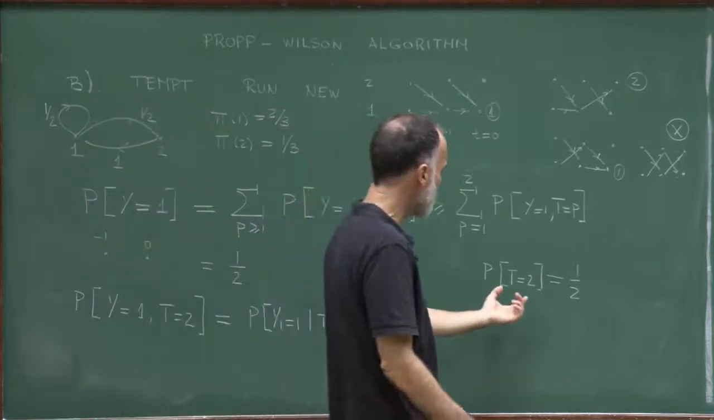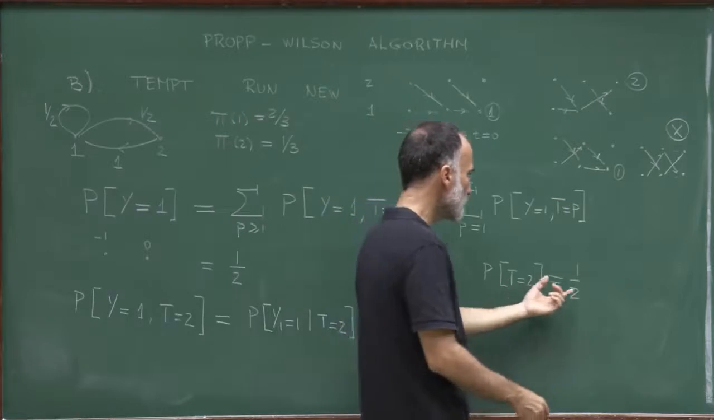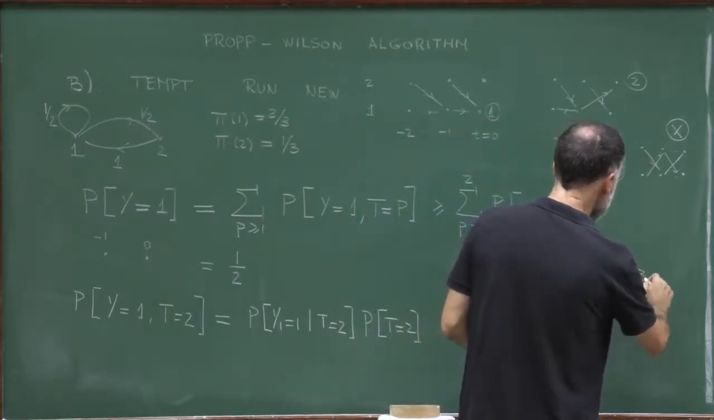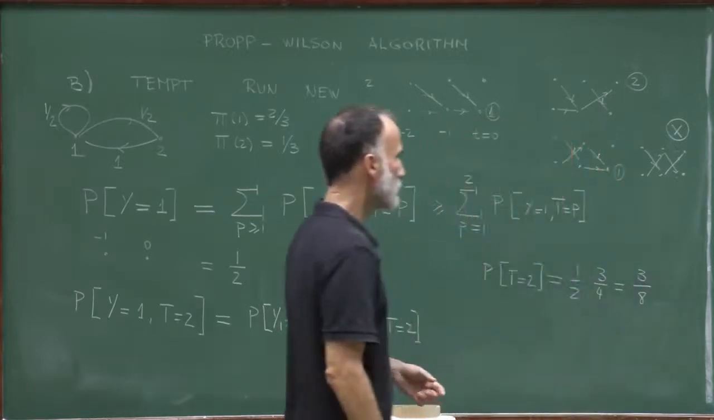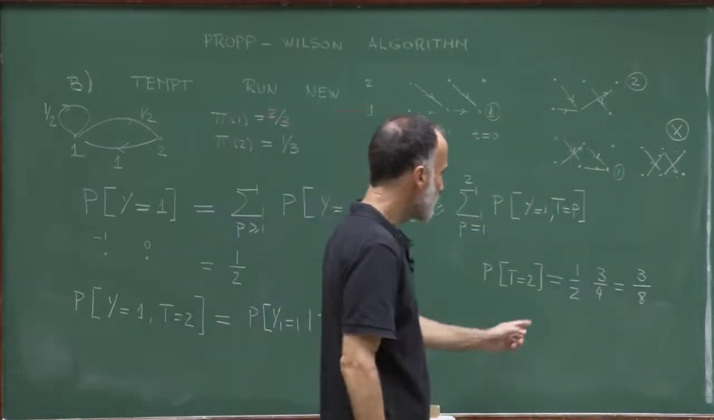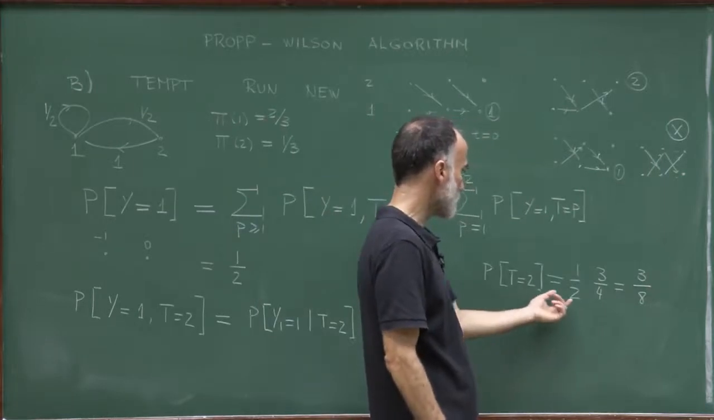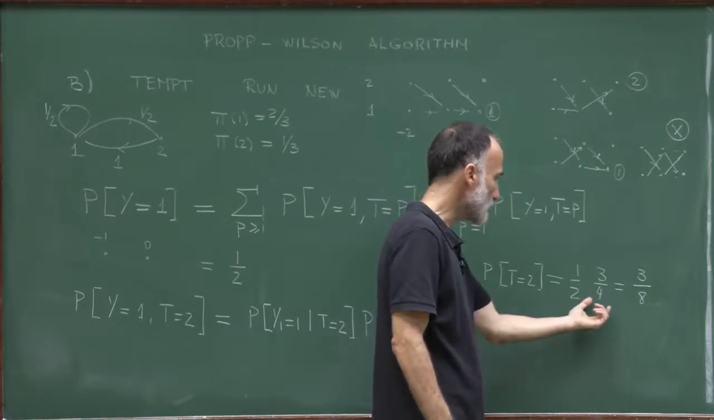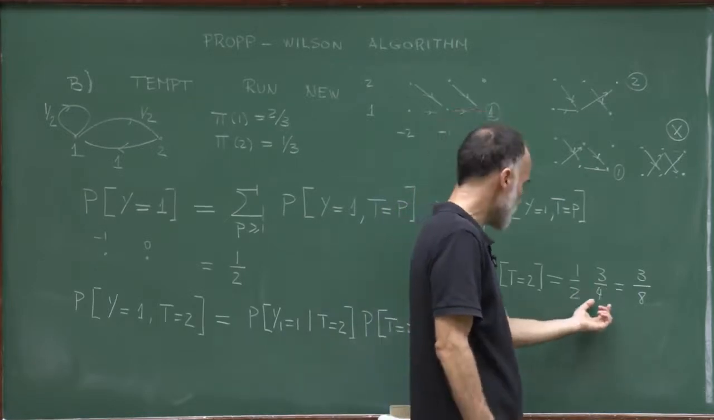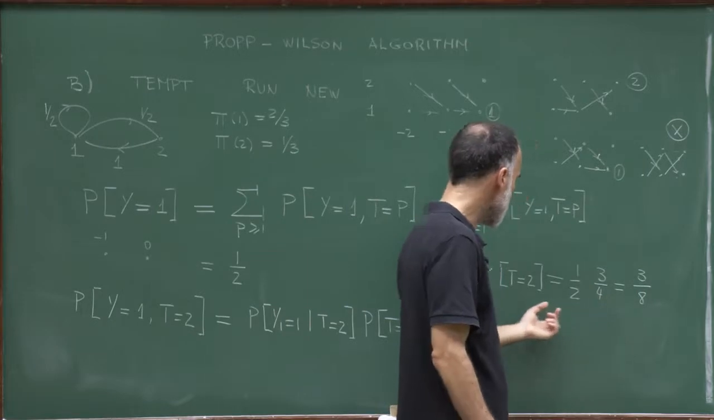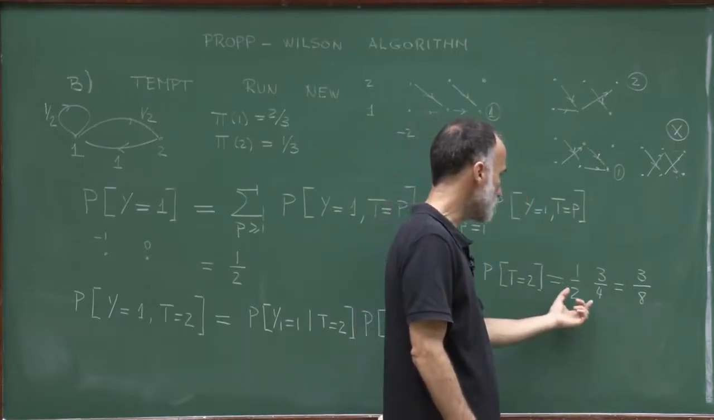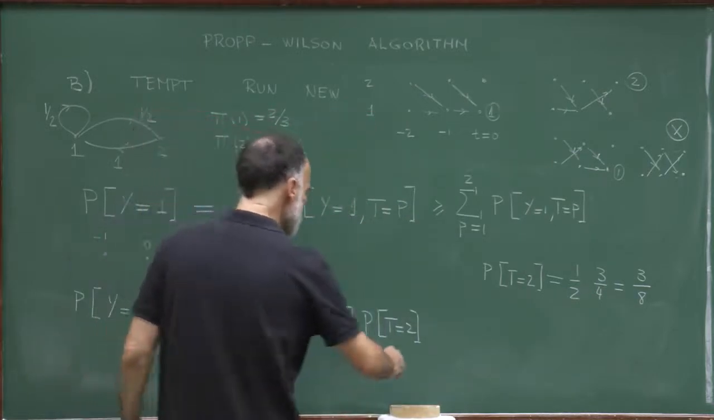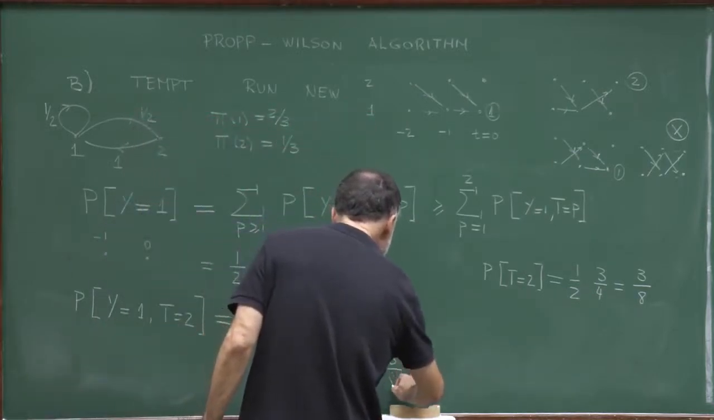So the probability that the algorithm ends at time 2 is 1/2 times 3/4, which is equal to 3/8. Let me insist that this 1/2 comes from the probability that no output was produced at stage 1, and 3/4 is the probability that an output is produced at stage 2. So this is the probability that t is equal to 2, which is 3/8.